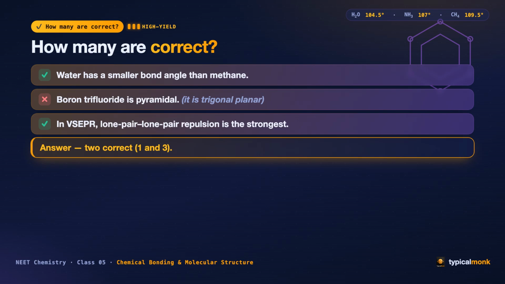2 are correct. Statements 1 and 3. Water truly bends tighter than methane because of its lone pairs, and lone pair on lone pair repulsion truly is the strongest. But statement 2 is false. Boron trifluoride is not pyramidal at all. It is trigonal planar, flat as a sheet. 2 correct, 1 and 3.